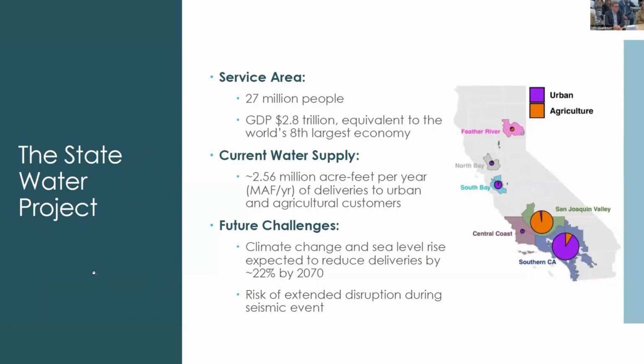So just really quickly, probably some background that you're all very familiar with. The area that's served by the State Water Project, if it were a country in its own right, would be the 8th largest economy in the world, just behind the UK and France, but larger than Italy, Canada, and Brazil. So it's a very impressive economic area. Currently, the State Water Project delivers about 2.56 million acre feet per year. That's on average, of course, across all types of water years. The total California economy is over 3 trillion.